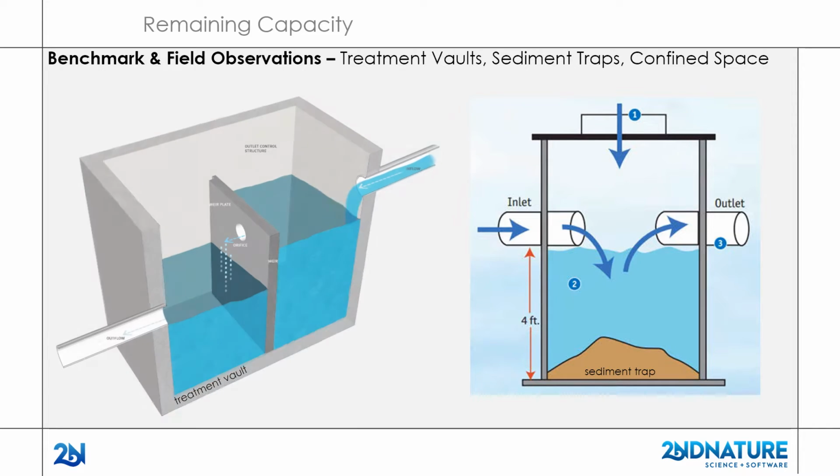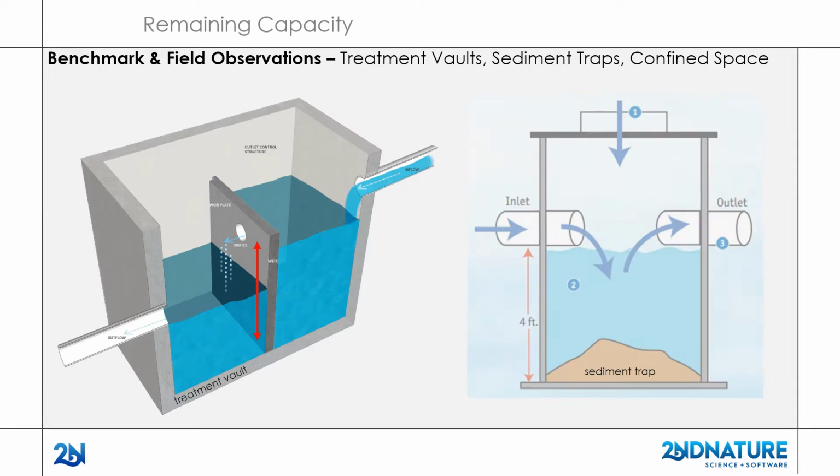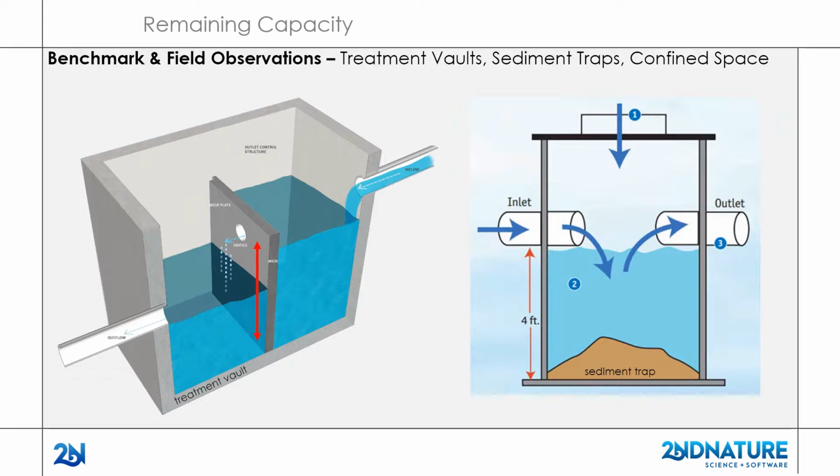For treatment vaults and confined space BMPs, measure the depth from the bottom of the clean vault to the top of the manhole used for access for each measurement. For sediment trap BMPs, measure the depth from the bottom of the clean BMP to the lowest elevation at which water can flow out from the BMP. When performing the field observations, please make sure not to force the measuring tool into the accumulated debris.